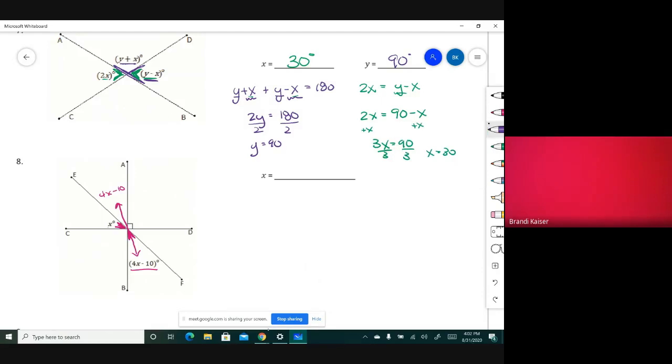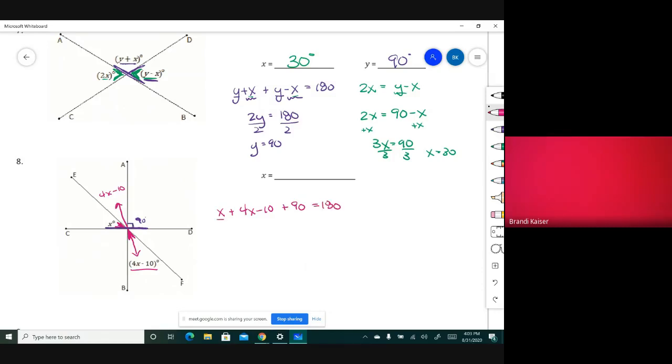And then if I look, I have x, I have the 4x minus 10, and I have this angle over here on the right that has a little box. Remember, a little box means 90 degrees. The three of those angles should form a line segment. They should form linear angles. So I should be able to take all three of those, add them together, and set them equal to 180. So that's what I'm going to do. I'm going to have x plus 4x minus 10 plus 90 equals 180.